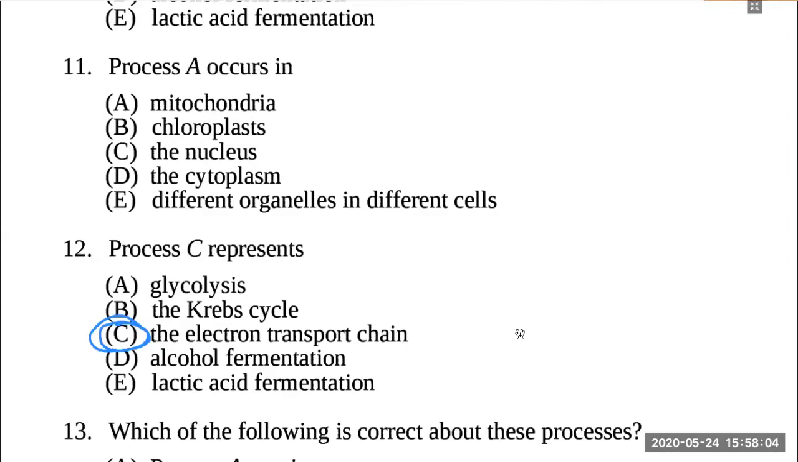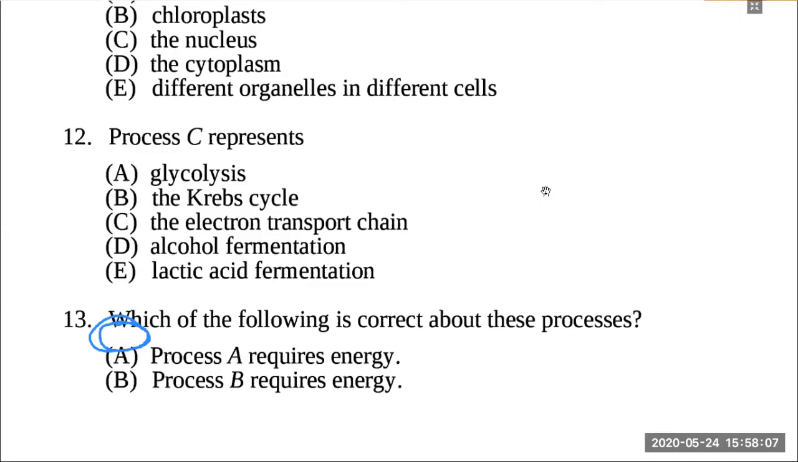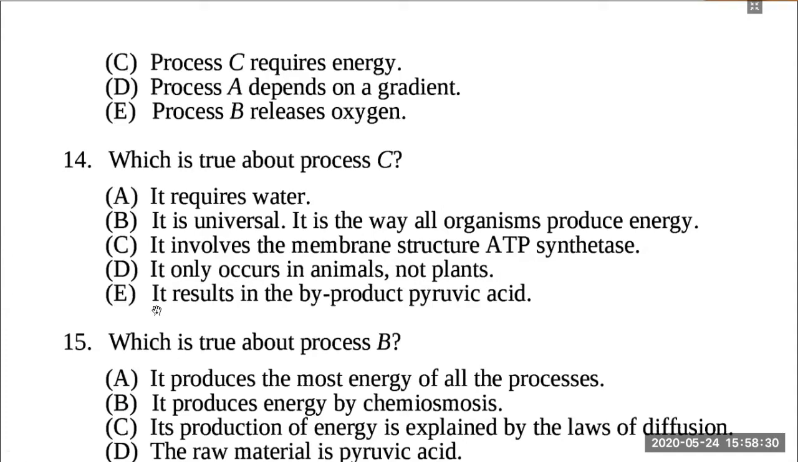Now let us move to question 13. Which of the following is correct about these processes? Process A requires energy. It means the process of glycolysis requires energy. Process B requires energy. And we have process C requires energy. Okay, and we have process A depends on a gradient, and process B releases oxygen.